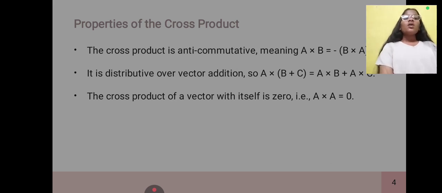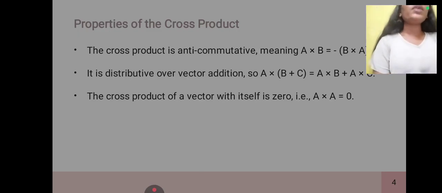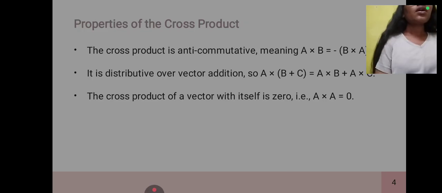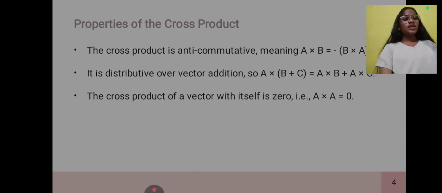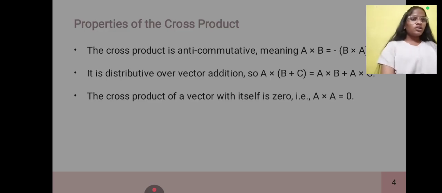That is, when you do the cross product of the same vector, for example V cross V, it gives you a result of 0. Here in the example that we have on screen, we took A cross A, that is 0.